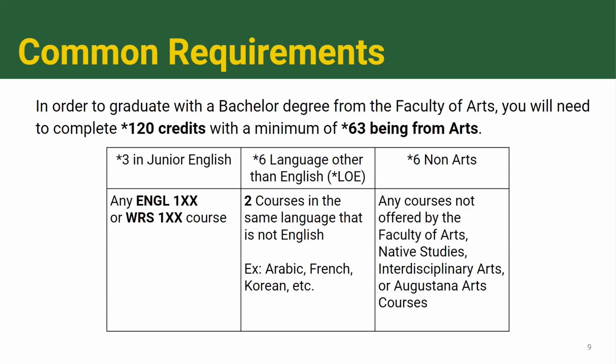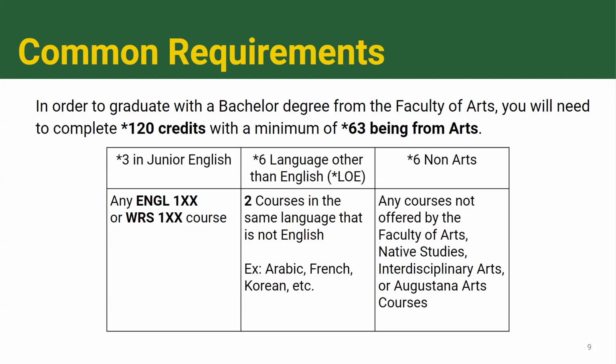In addition, if you have not completed a language other than English class in, let's say, high school or at another institution, you will be required to do two courses in the same language that is not English. So, for instance, if you've never done another language class, you could do two French classes, and that would satisfy the requirement for the 6 LOE credits. However, these courses must be in the same language.